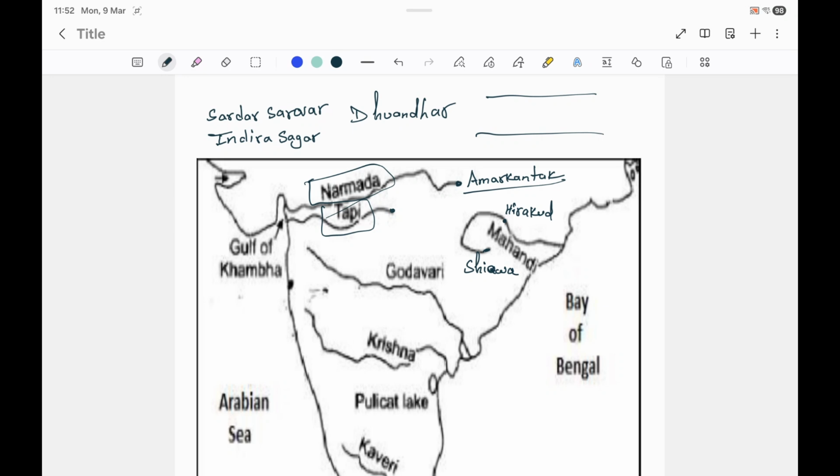So there are a number of disputes that can be witnessed in current affairs about the water sharing of rivers. So keep that in mind while reading the newspapers.